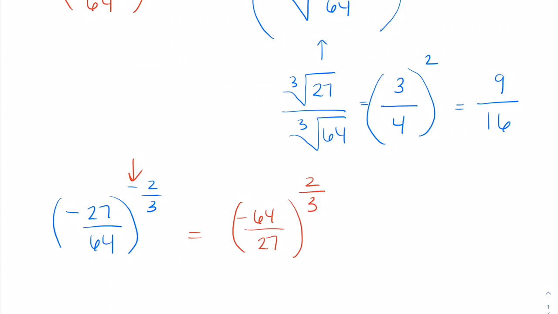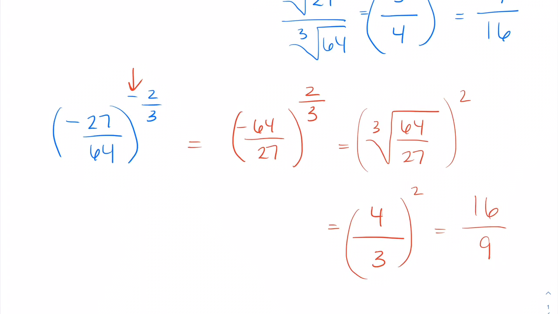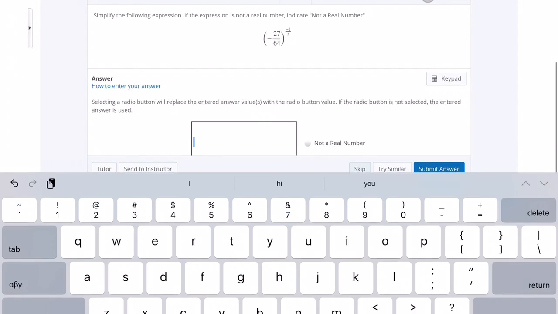And then I can work through it just like what I did up here. I'm going to take the cube root, because that's on the bottom, of 64 over 27, and raise that to the second power. The cube root of 64 is 4. The cube root of 27 is 3. And if I square that, notice I'm getting the reciprocal this time, which is 16 over 9.